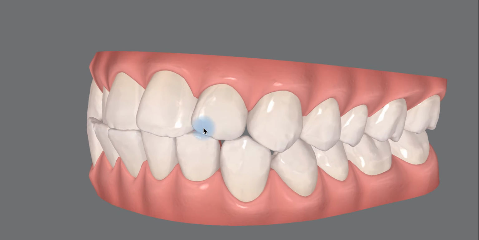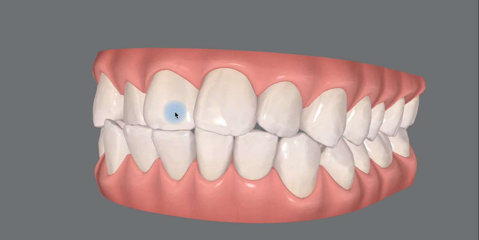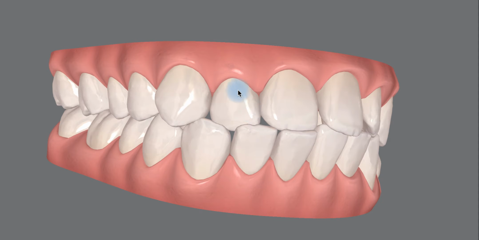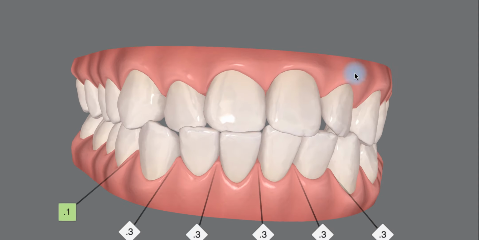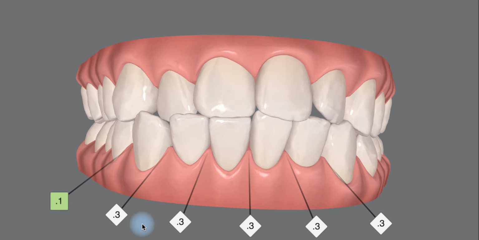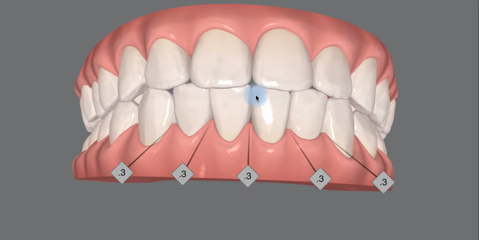Of note, the size or the width of this lateral is rather robust. That's actually a good thing considering we want as much upper arch as we can. So we are not going to do any IPR on the upper. Instead, we're going to do some IPR on the lower. That's what this is here. So about 0.3 millimeters between all of the lower teeth in order to get us something close to class 1.